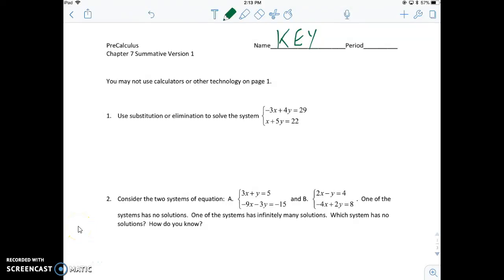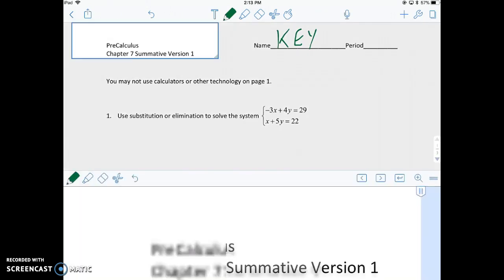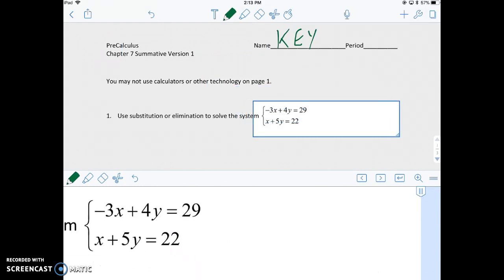Today I'll be covering the review for Unit 7 on matrices and systems of equations. So question 1 asks us to use substitution or elimination to solve the system. I'm going to use elimination in this example, but you can do either method. So for elimination, I'm going to take this bottom equation and multiply it by 3.